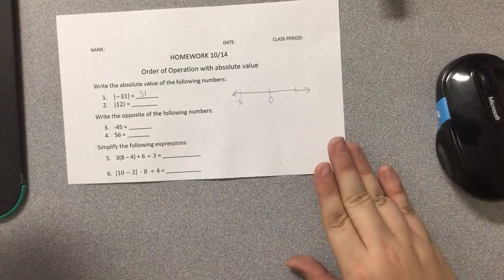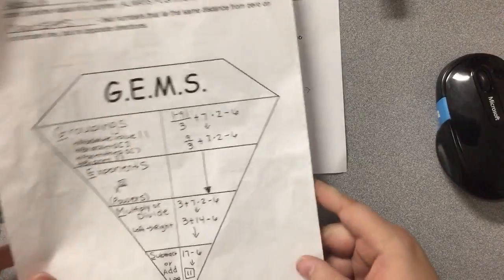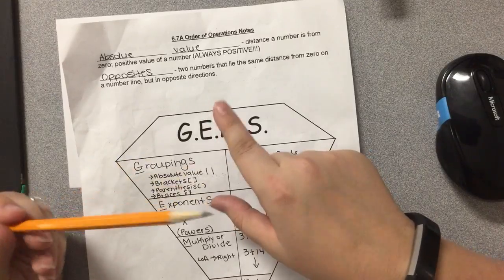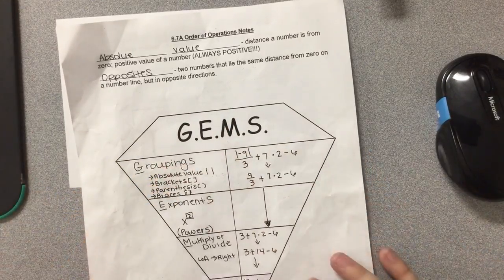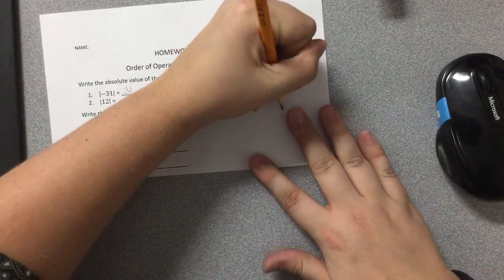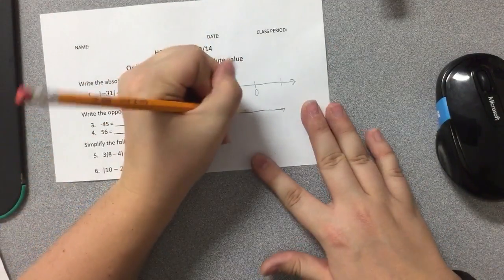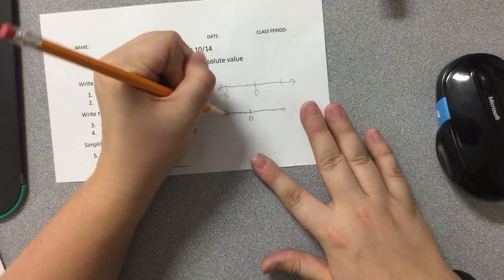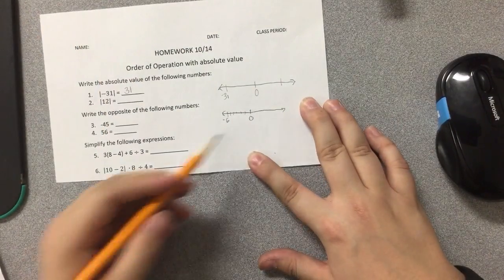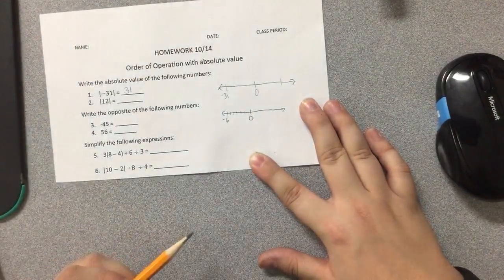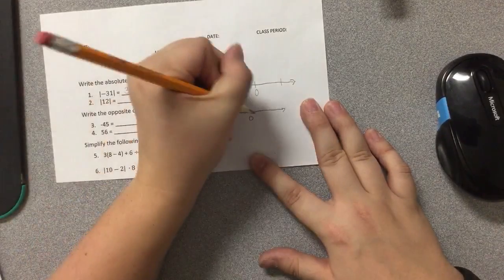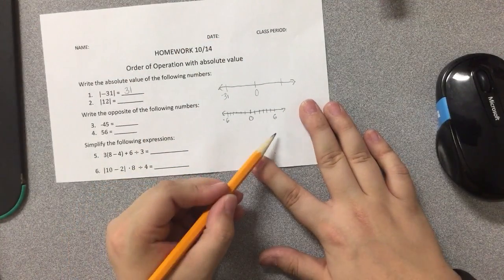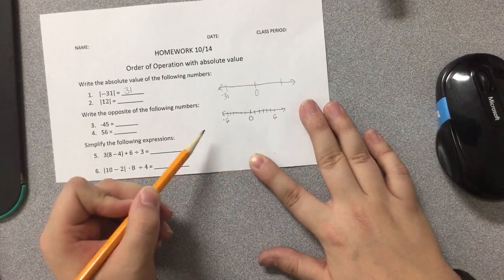Now, I think you guys sometimes confuse opposite and absolute value. The opposite is two numbers that lie the same distance from 0 on a number line, but in opposite directions. So, if we had negative 6, 1, 2, 3, 4, 5, 6, negative 6, the opposite also has to move 6 spaces, but it has to move in the opposite direction. So 1, 2, 3, 4, 5, 6. So the opposite of negative 6 is 6, and the opposite of positive 6 is negative 6.